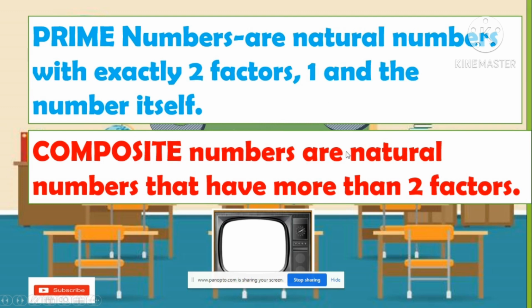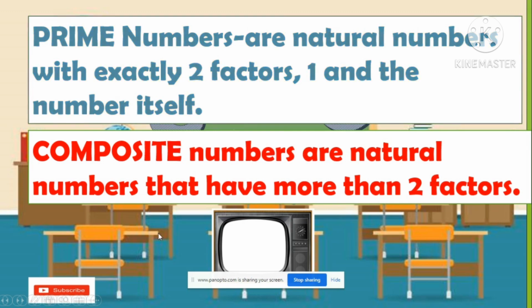Yung composite numbers naman, these are natural numbers that have more than 2 factors. Yung more than 2 factors na, so pwedeng 3 or more. One very good example of this is the number 4 because the factors of 4 are 1 times 4 and 2 times 2. So we have 3 factors: 1, 2, and 4. So therefore, 4 is a composite number.